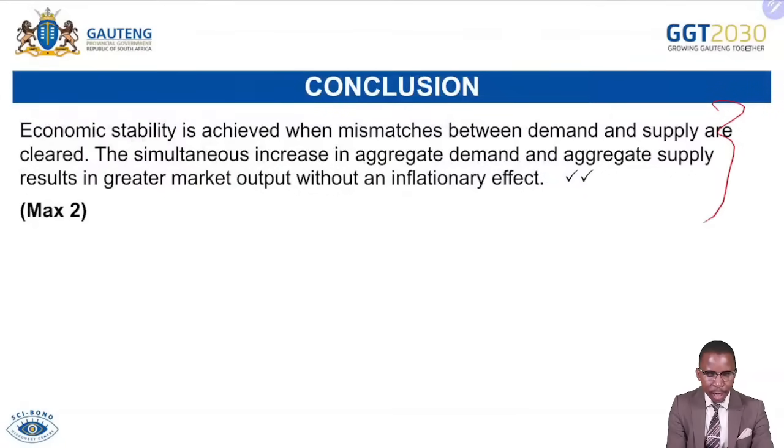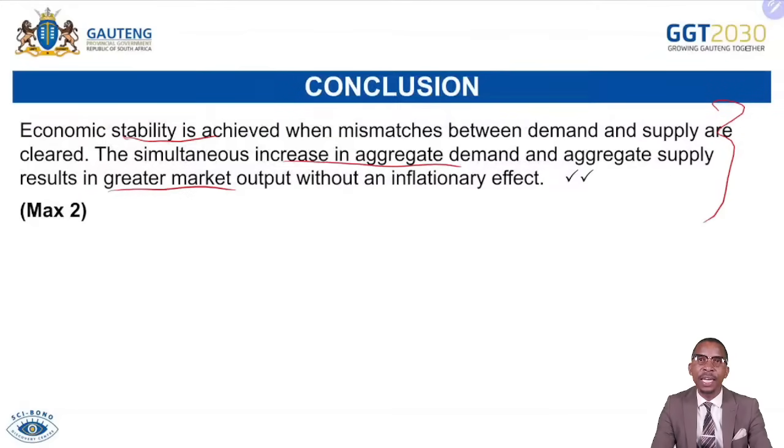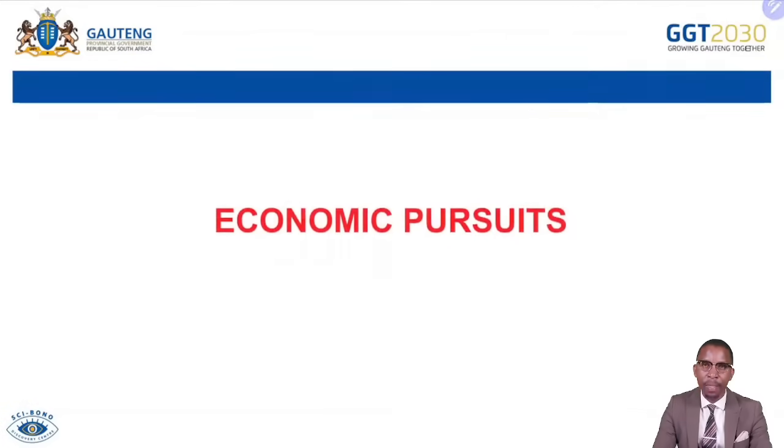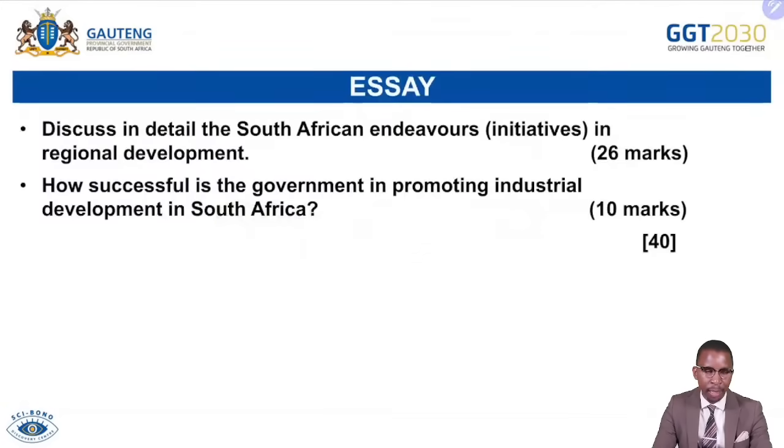Example can be economic stability is achieved when mismatches between demand and supply are cleared. The simultaneous increase in aggregate demand and aggregate supply result in a greater market output without inflationary effect. That was the example under new economic paradigm as for the business side or macroeconomics. Under economic pursuit, let's look at the example.